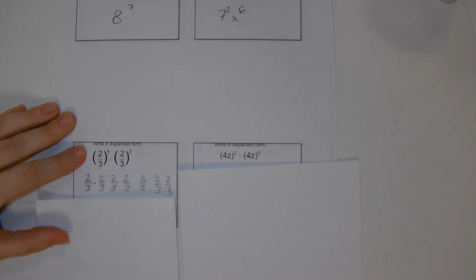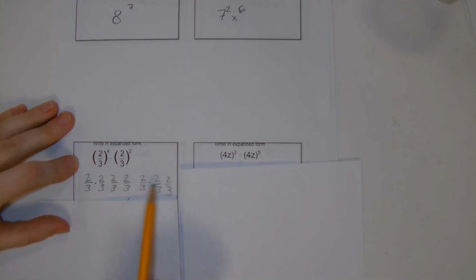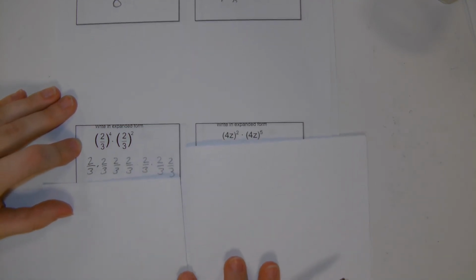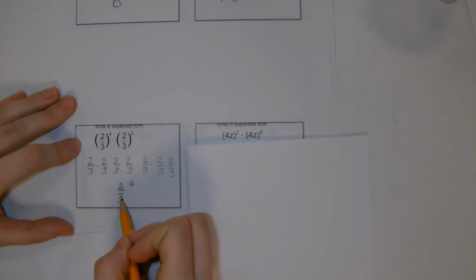All right, for this one, you should have 2 over 3 times 2 over 3 times 2 over 3, and you should have 6 of them total. So now I want you to try simplifying it. Let's check our simplify. So you should have 2/3 to the 6th power.